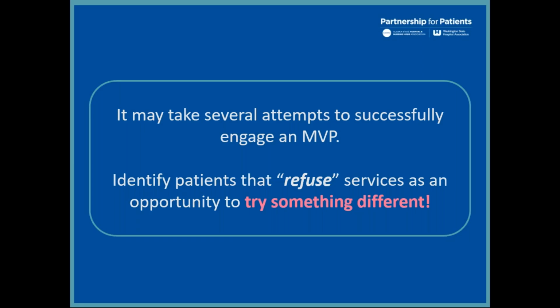So before I turn it over to Harborview, I just want to reiterate that this is going to take several attempts often to engage your MVPs, especially those at the higher end of utilization. So your patients that have 4 to 6 visits per year versus somebody who has 10 plus, it's going to take varying degrees of support to slow that cycle. And then I just want to say that I really want us to help reshift the way that we think. So if we identify a patient that's refusing services, this is an opportunity to try something different to engage them.